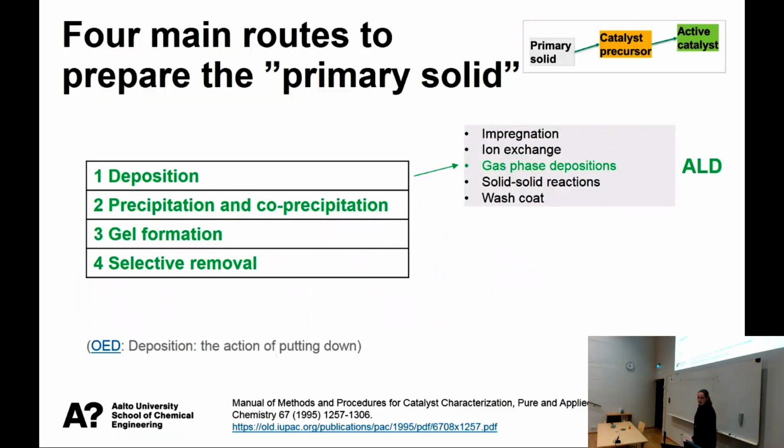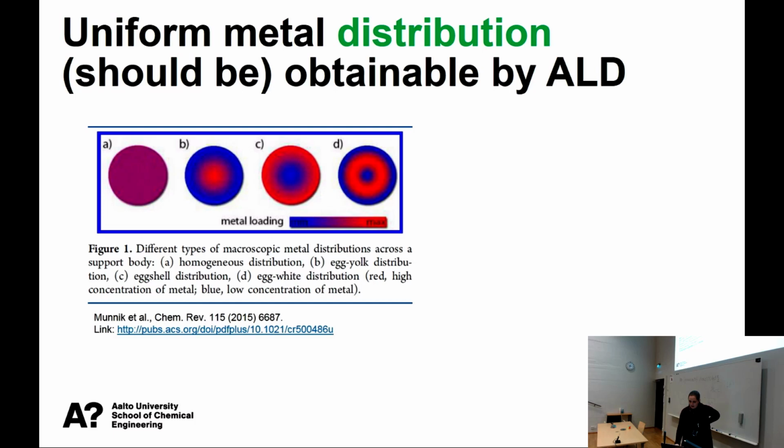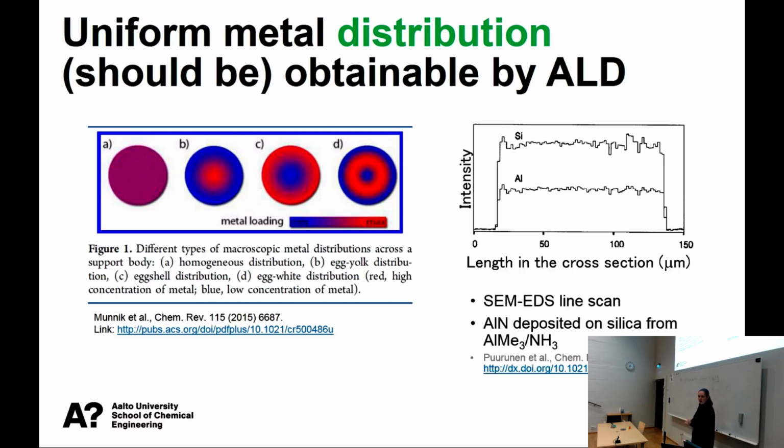ALD for catalyst preparation. I still have a little bit here before we take a break. Okay, 4 main routes to prepare the primary solid, and ALD obviously is part of the first one. It's a deposition method, and gas phase depositions are listed there, and ALD is of course part of that. Uniform metal distribution should be obtainable by ALD. So these are the different distribution types from the Munich review. Homogeneous distribution, that's where we are going for. And there are examples where that has succeeded.